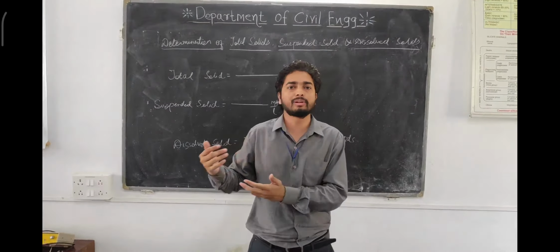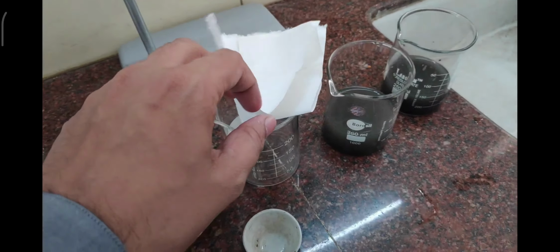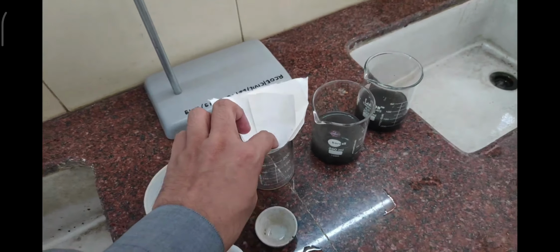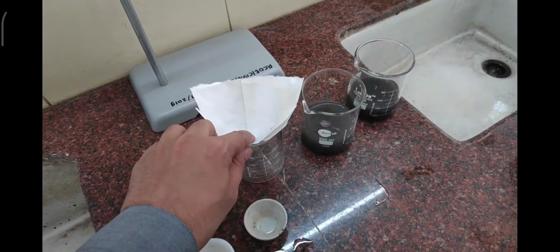First, this is a porcelain dish. This one is of larger diameter, so its volume is more, and this one is the smaller diameter one, so its volume is less. Next, this is a filter paper. Filter paper is required to determine the suspended solids. Next, these are the samples, of which we have to determine how much total solid, suspended solid and dissolved solid is present in this water.